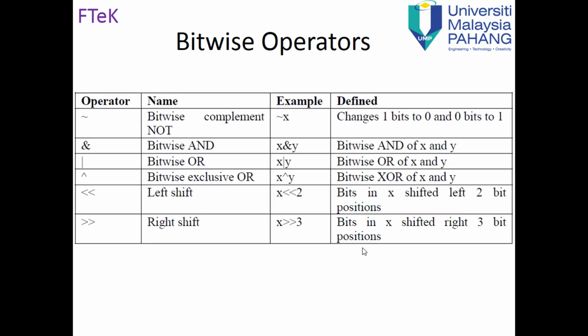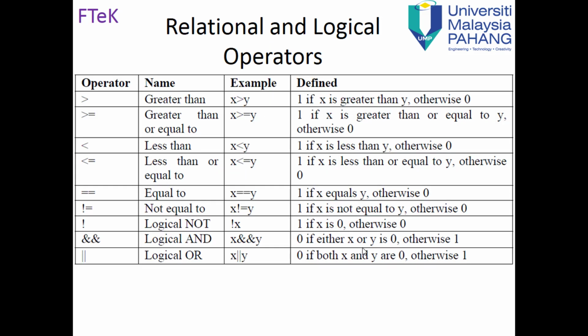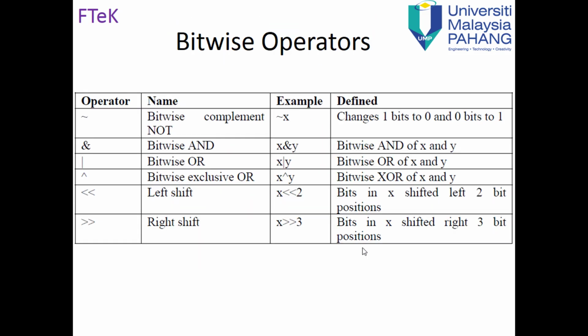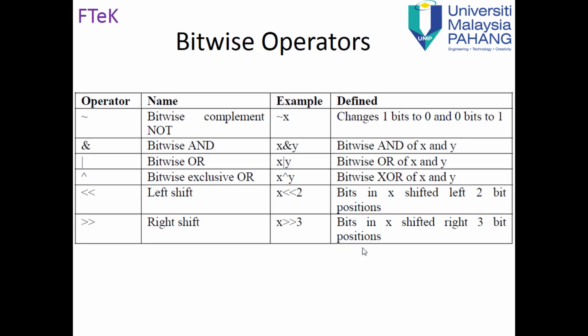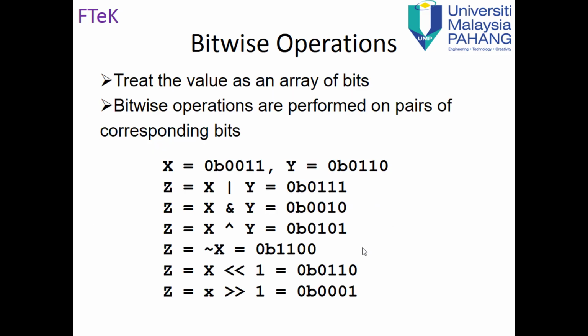For bitwise operators, the difference between logical operators and bitwise operators is that bitwise is applied bit by bit. Logical operators are for statements, the whole statement. If ANDed, the result will be true or false. Here bitwise operators are mathematical operators that apply bit by bit. We have the complement or not, bitwise and, bitwise or, bitwise exclusive or, and we have shifting left and right. Let's now have an example of the bitwise operation.